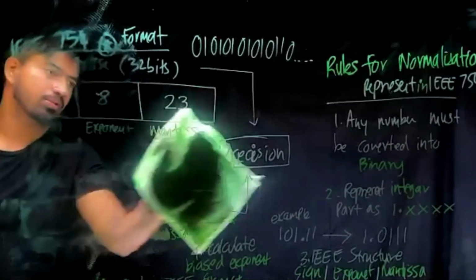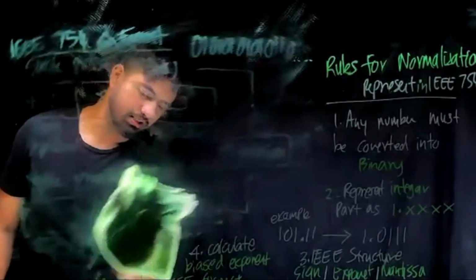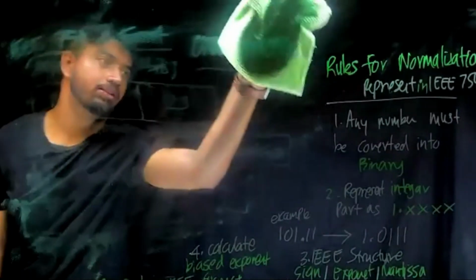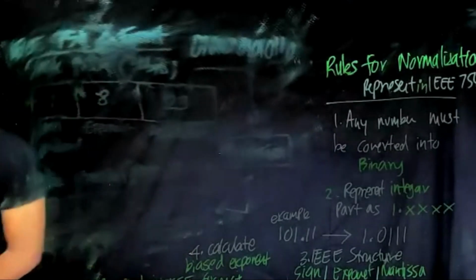You'll copy it down. So let us convert this number. We'll convert a number in there. Any number should be converted into binary. So that's the first rule in that.